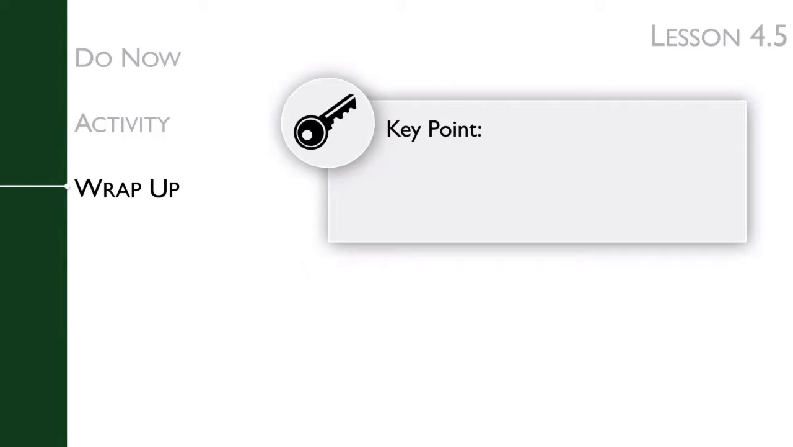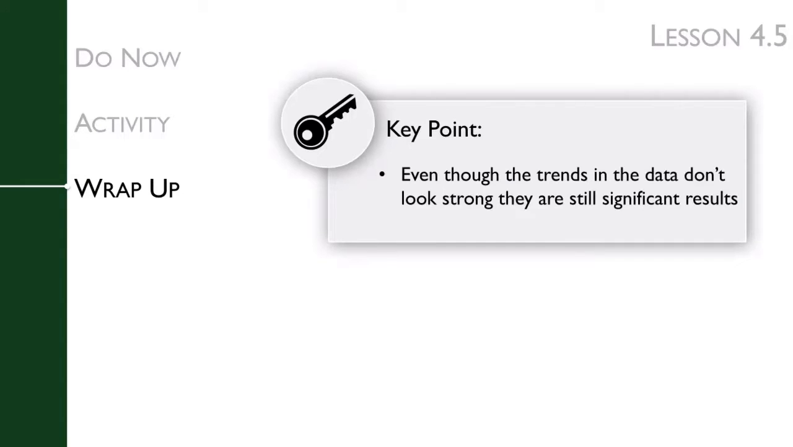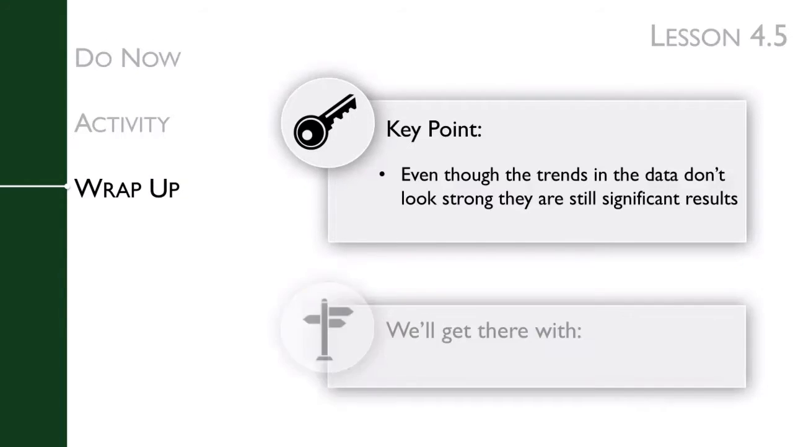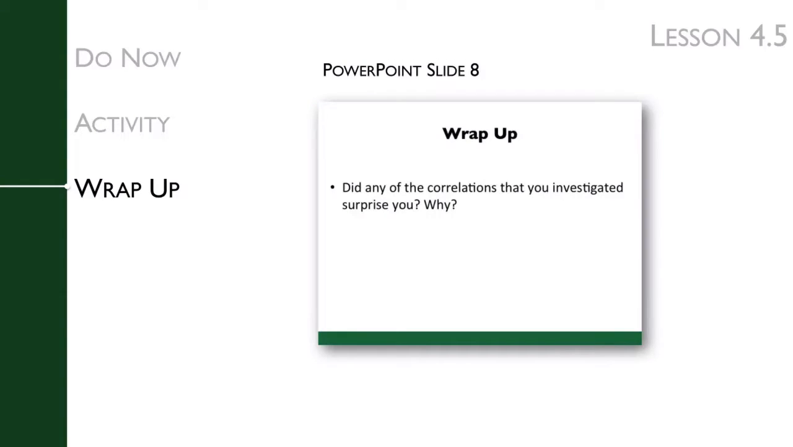The key point of this lesson's wrap-up is that even though the trends in data don't look strong, they are still significant results. We'll get there by having a short discussion with the students. Students may be surprised that the correlations in data are not obvious. Because human observational data are so variable, seeing any trend in data is interesting and warrants further analysis.